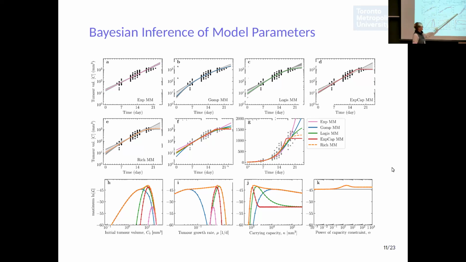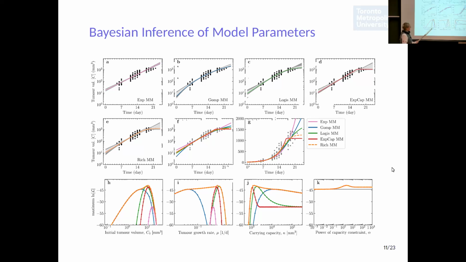Here are all the models plotted together, using the maximum likelihood parameter values on the log and linear axes, and these are the profile likelihood curves. This one is for the initial condition. So you would fix the initial condition, then fit all the other parameters and calculate the maximum likelihood or log likelihood that you could find.